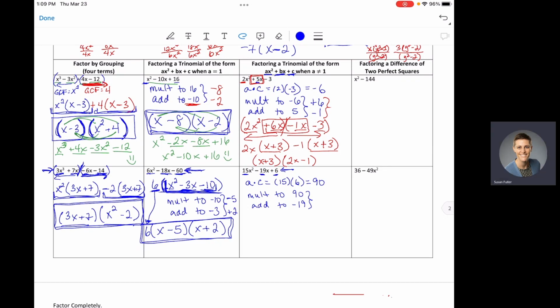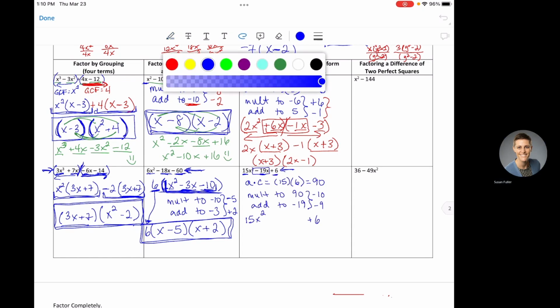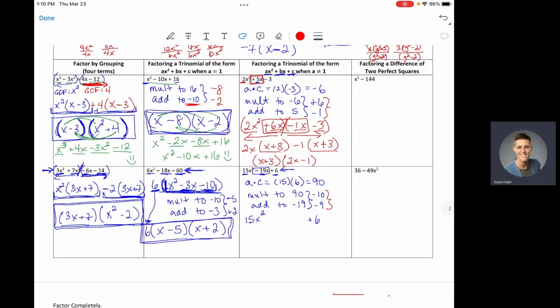Well, to do that, I'm going to need 10 times 9. That multiplies to 90, but I need to add to negative 19, which means if I make both of them negative, they still multiply to positive 90, but they add to negative 19. Those are my two numbers. And so now I'm going to use those two numbers to split my middle term. So the 15x squared stays, the plus 6 stays, but I use my two numbers here to split my middle term into negative 10x minus 9x. My middle term splits into these two pieces.